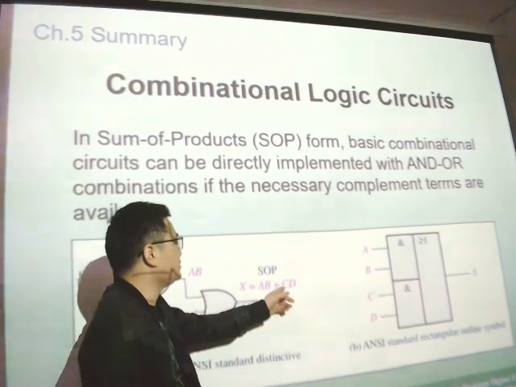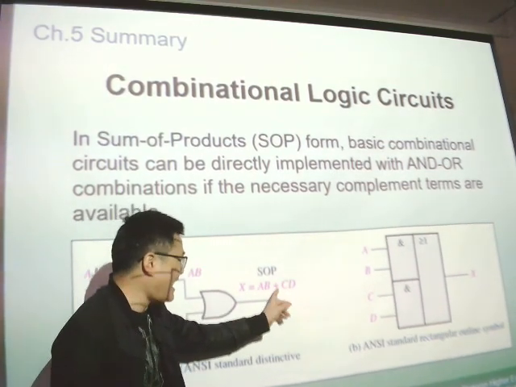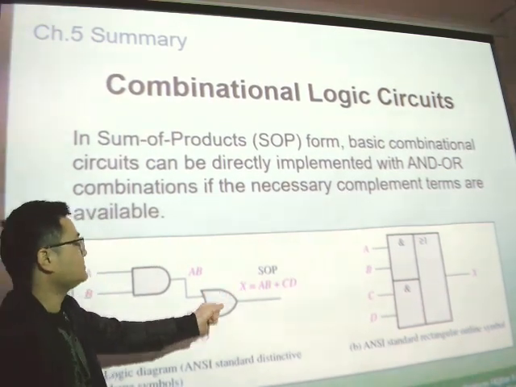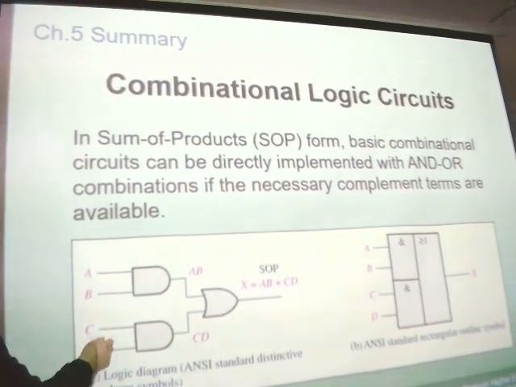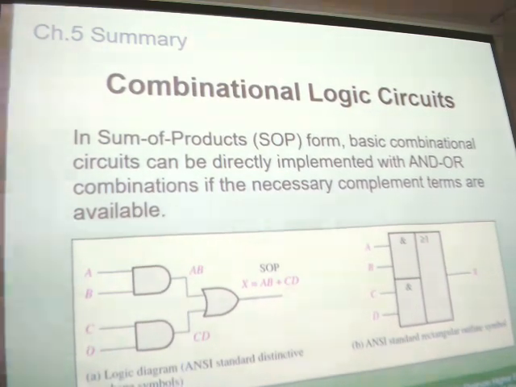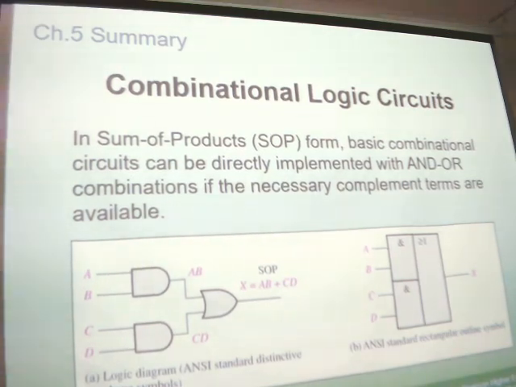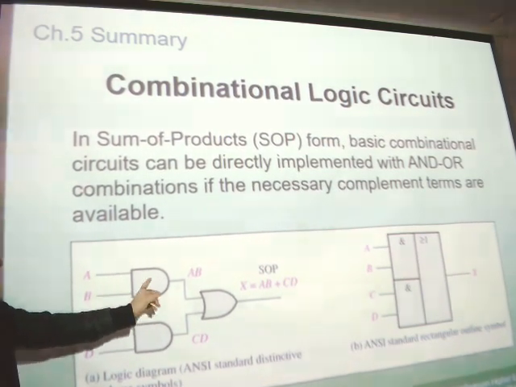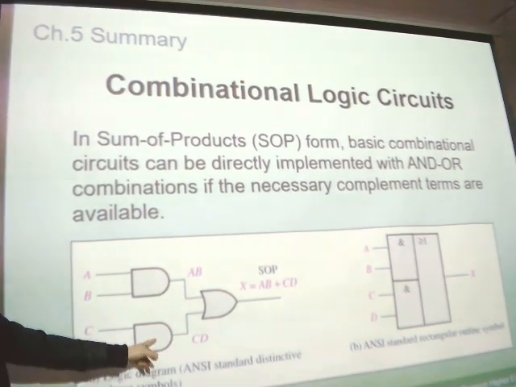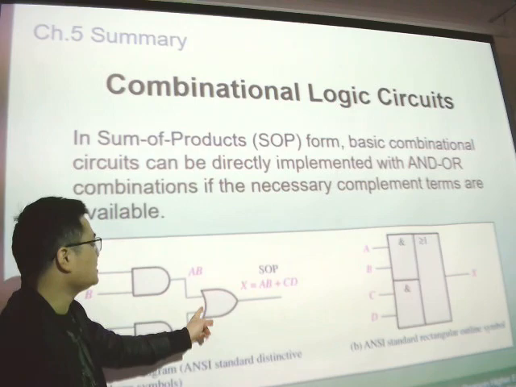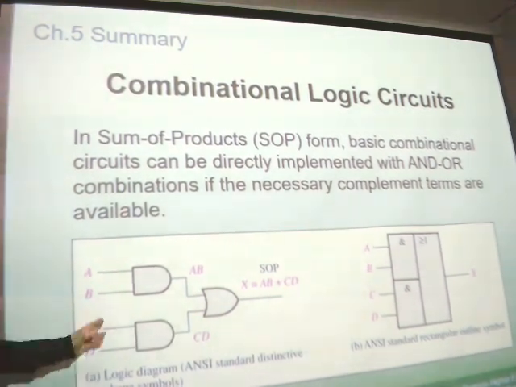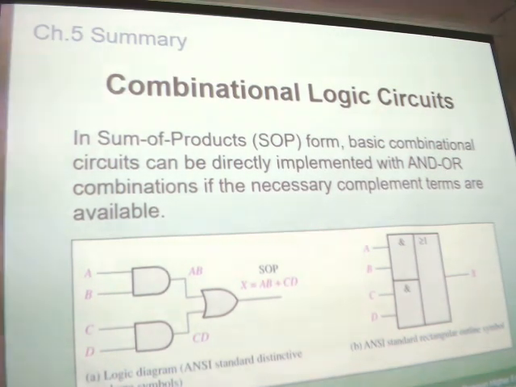From this expression, we know that there are two AND gates, right? And one OR gate, because each product term can be represented using an AND gate. A and B use an AND gate. C and D use an AND gate. Then AB plus CD uses an OR gate. Okay. This is the logical diagram.